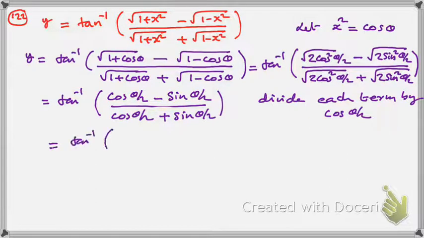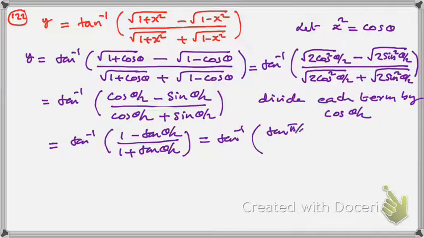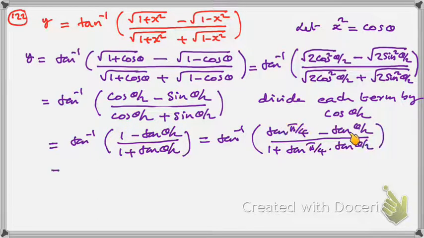When I do that, I'll get tan inverse of cos theta by 2 by cos theta by 2, which is 1, minus sine theta by 2 by cos theta by 2, which makes it tan theta by 2, divided by again cos theta by 2 by cos theta by 2 is 1, plus sine theta by 2 by cos theta by 2 is tan theta by 2. To make it match with the tan formula, I'm going to replace 1 in the numerator by tan pi by 4, which is 1. So I'll write it as tan pi by 4, 1 minus tan theta by 2 divided by 1 plus, I write this simple tan theta by 2 as 1 into tan theta by 2.